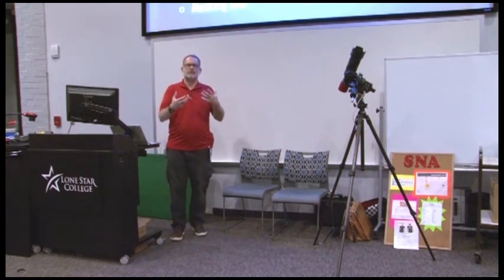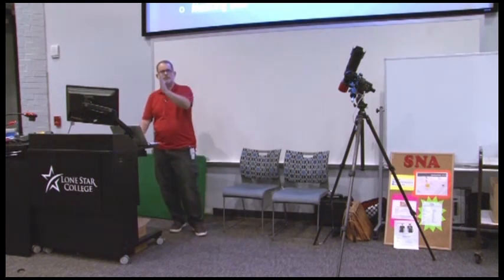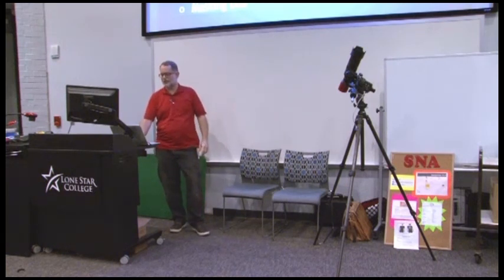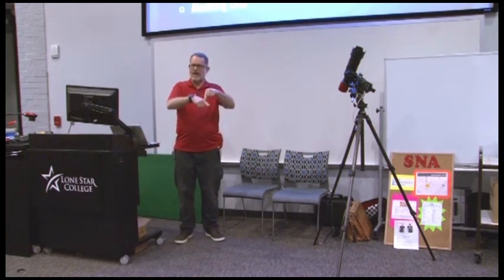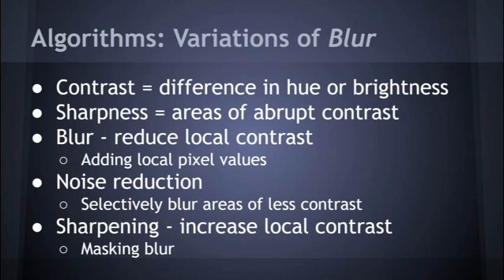And we perceive the sharpness of an image by how much localized contrast there is in all of those abrupt changes. So blur, all it does is you have a pixel here and you average the values of all the other pixels around it, and that makes it blurry. Noise reduction is selectively blurring areas of less contrast. That's all the noise reduction is. Sharpening is selectively unblurring, or increasing that contrast in areas of local contrast.